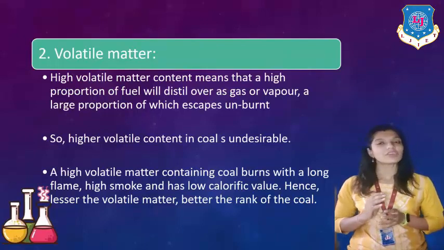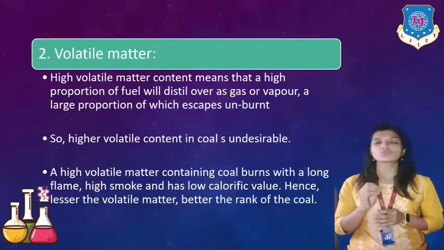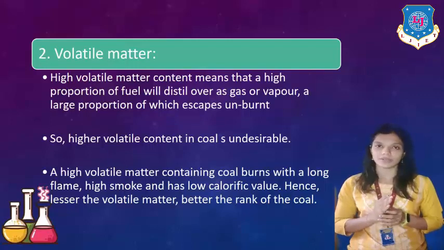Right? Second one is the volatile matter. So, what is the significance of determining the amount of volatile matter which is present in the coal sample? Here a high volatile matter content means that a higher proportion of fuel will distill over as a gas or a vapor, a large proportion of which escapes unburnt. So, higher volatile content in coal is undesirable, right?